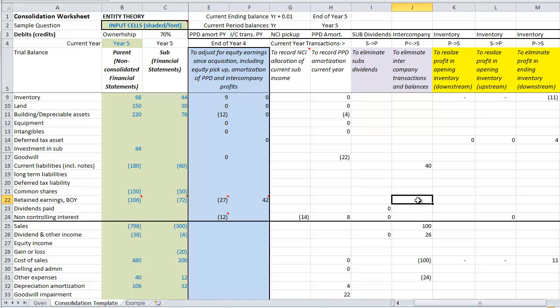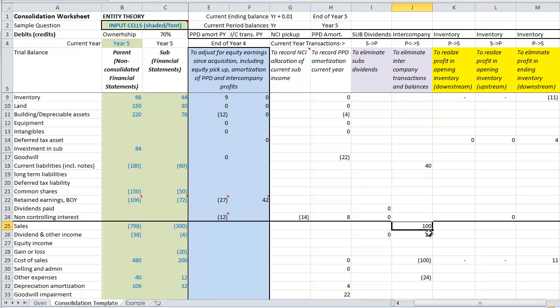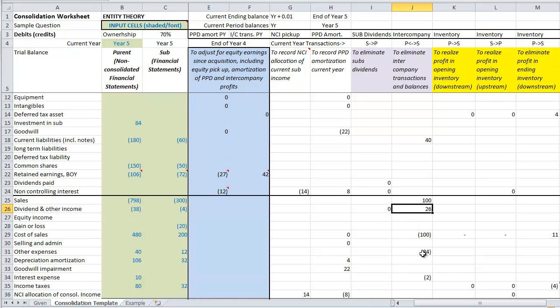In column J, we can see that we're eliminating those intercompany transactions we talked about. So we've got the balances that are being eliminated here and here. You can see that the sales between the parent and the subsidiary have been eliminated, as well as those management fees and the interest income. And so here they are being eliminated, the management fees and the interest income.